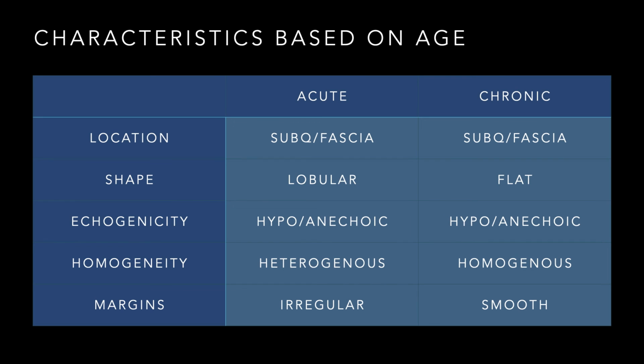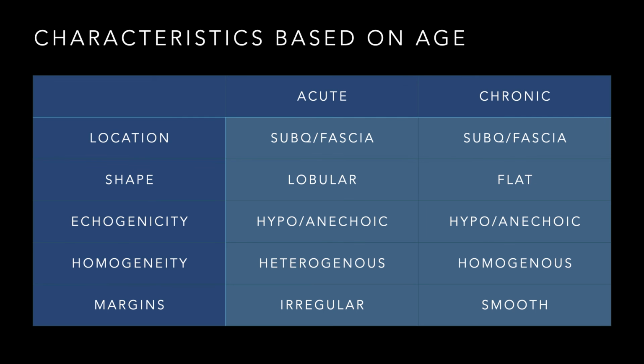And so if you want to put this in a little bit more of a grid fashion, acute versus chronic, you can see location the same across the time spectrum, right? From a shape standpoint, maybe more in the acute phase you have that lobular type of appearance, and as the thing matures and settles out, it becomes a little bit more flat. But realistically, and according to the paper, you can have any of those different shapes across that time frame, right?